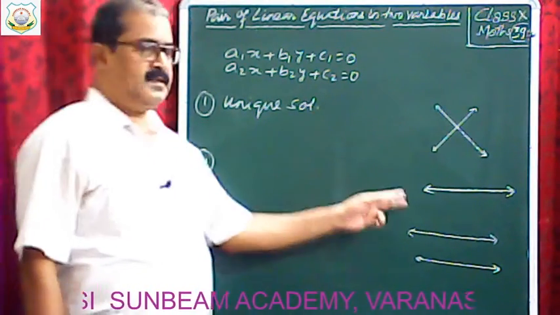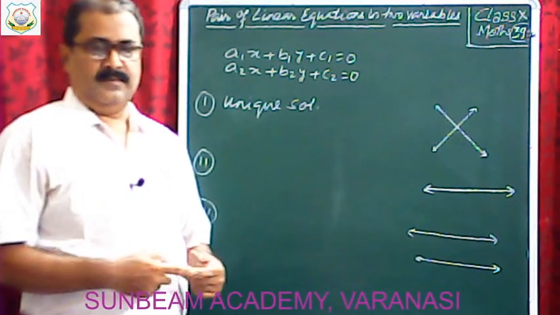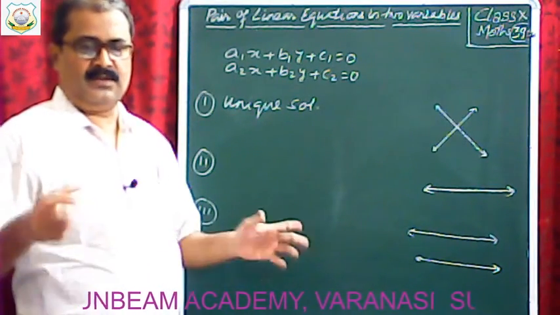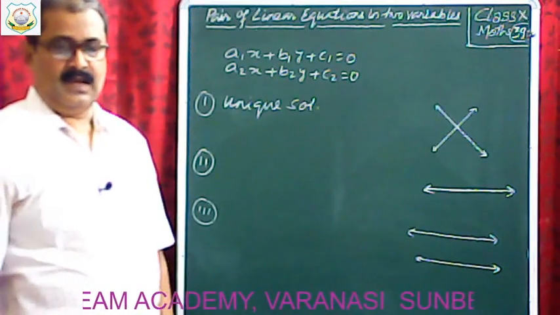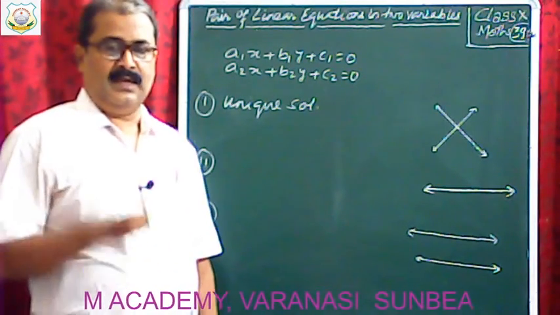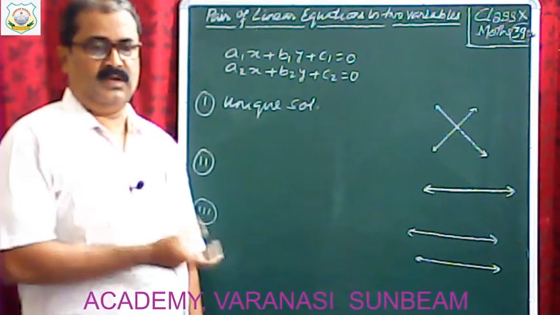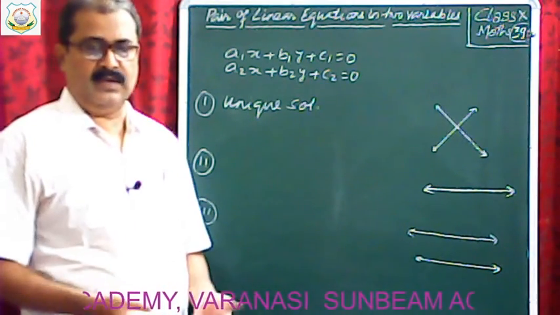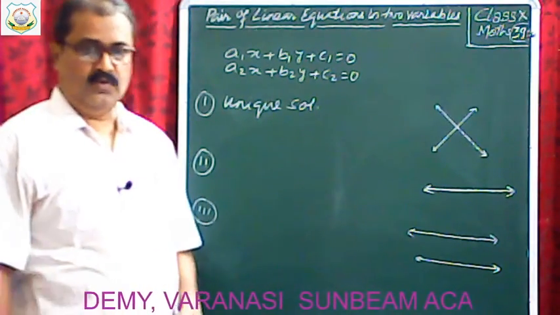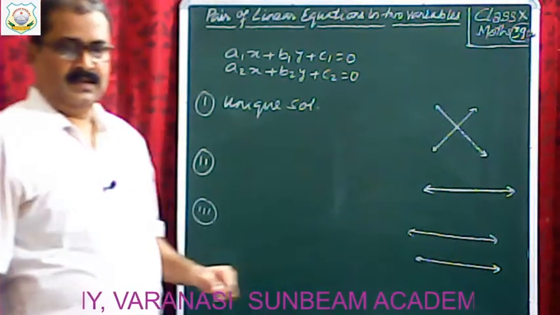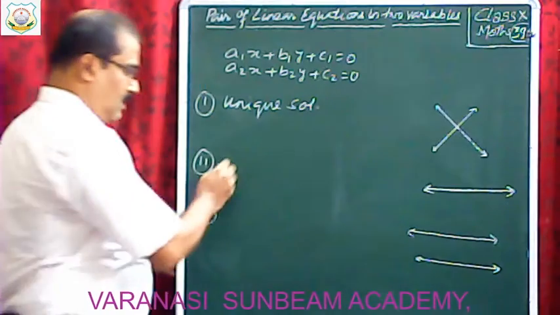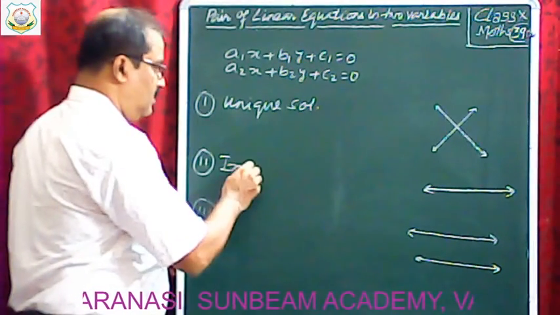If both the lines coincide with each other, it means there are infinite common coordinates of both the lines, and each common coordinate is a solution of the given equations. In this way we get infinite solutions. So that's why when both the lines coincide with each other, we get infinite solutions.